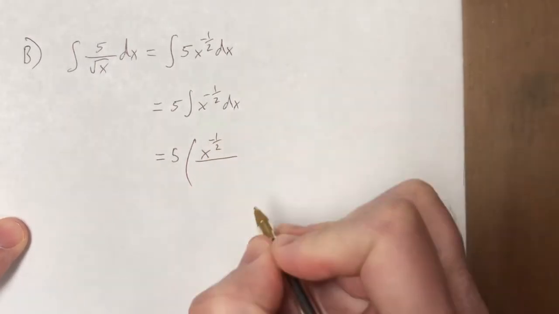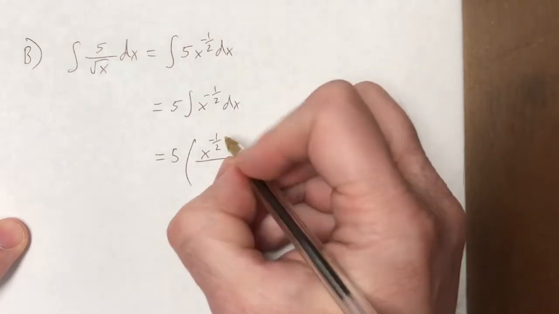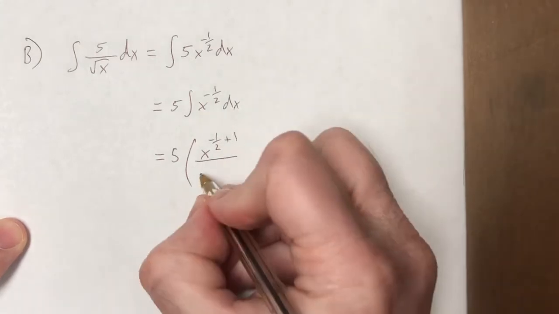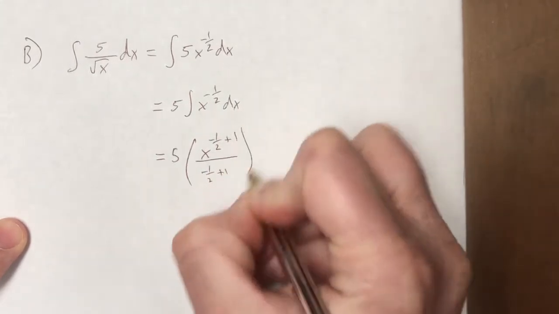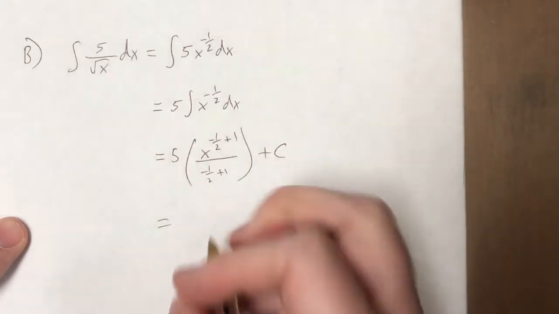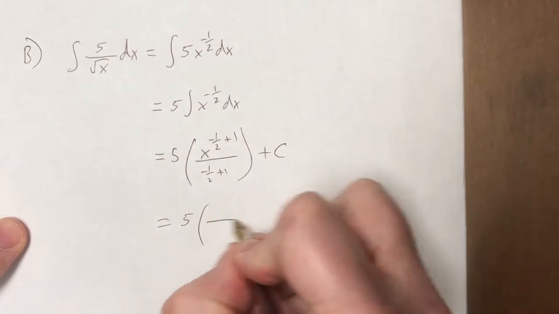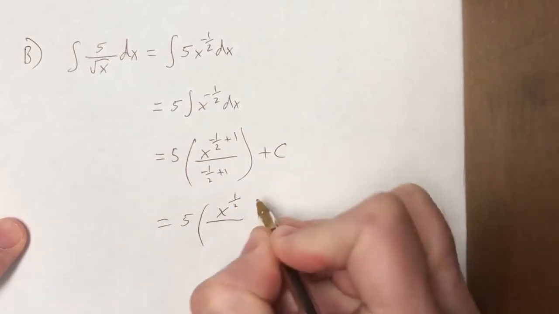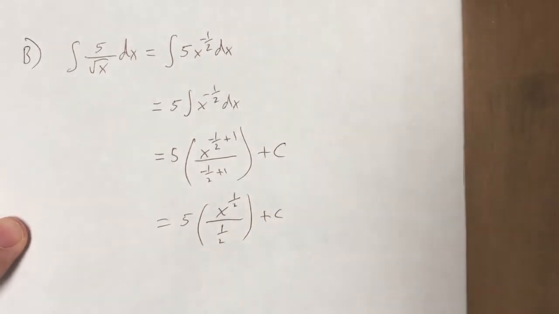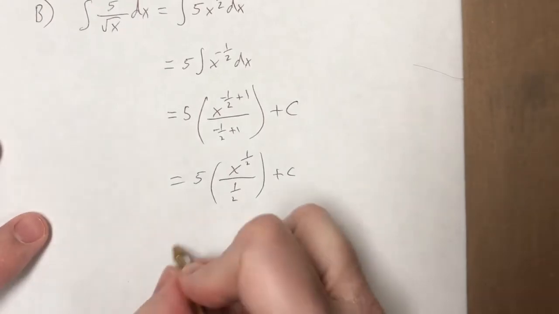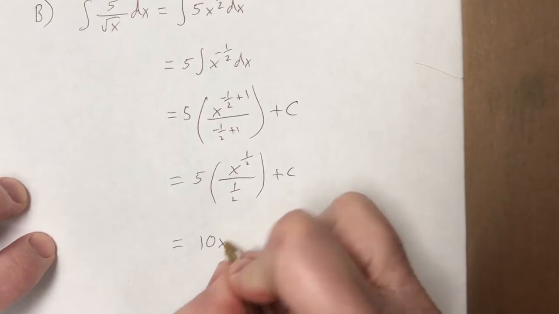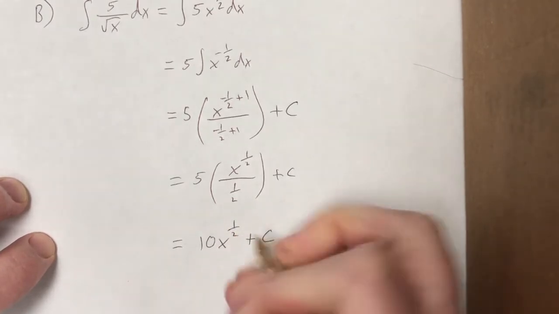All you're going to do when we integrate something now is add 1 to whatever the exponent is, and then divide by that exact same value. And we're going to always remember to add c because these are indefinite integrals. So let's see what we end up with. We get 5 times what? x to the positive 1/2 all over 1/2 plus c. So the final answer, when you look at 5 divided by 1/2, that's the same as 10. So we get 10x to the 1/2 plus c.